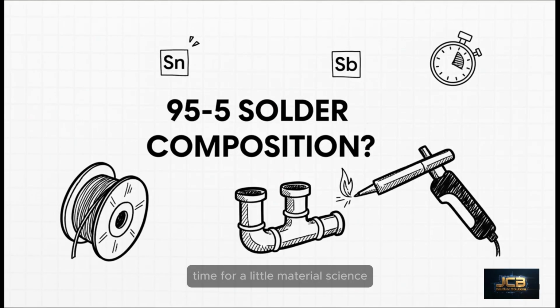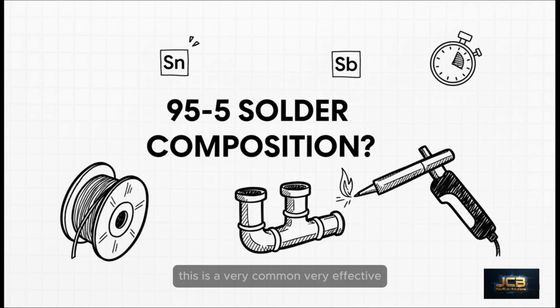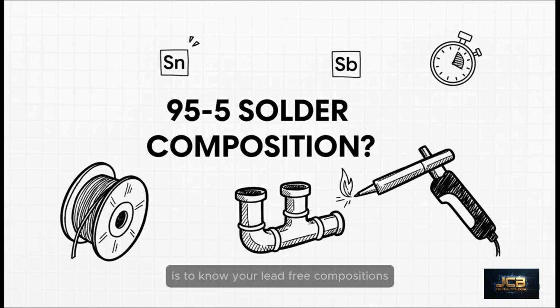Time for a little material science. What exactly is in a 95.5 solder? Think about modern lead-free standards. 5 seconds. The correct answer is D, 95% tin and 5% antimony. This is a very common, very effective lead-free solder for joining copper pipes in our drinking water systems. The key takeaway here is to know your lead-free composition's code for the exam.